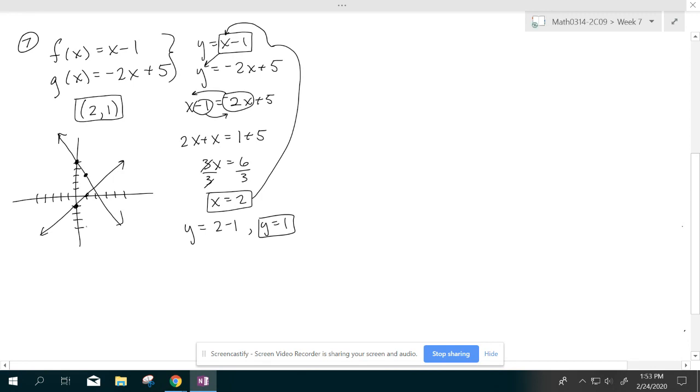Now you tell me, does it look like those lines intersect at the point 2, 1? Over 2, up 1, pretty close, right? So the graph can help me visualize that the point really is 2, 1 where they intersect, okay?